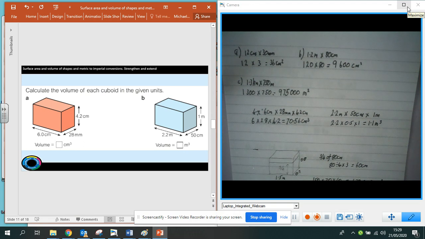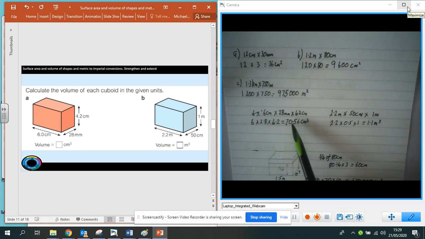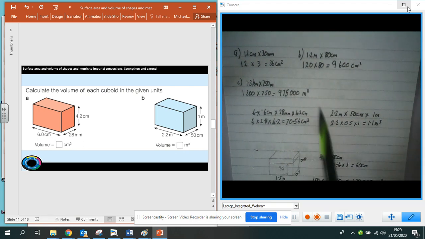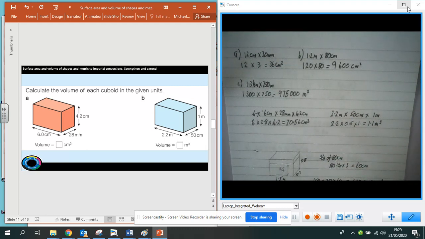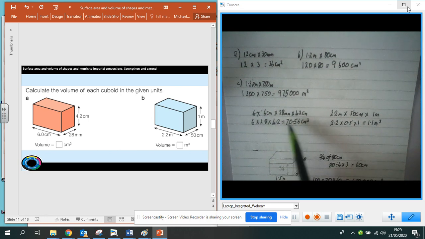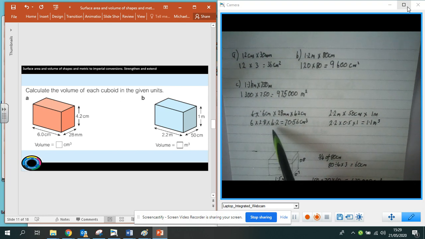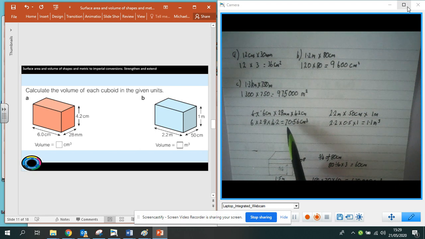So here we have 6 centimeters times 28 millimeters times 4.2 centimeters. The answer must be in cubic centimeters. So I've got to turn them all into centimeters. So 28 millimeters is 2.8 centimeters. So 6 times 2.8 times 4.2 gives me a total of 70.56 cubic centimeters.